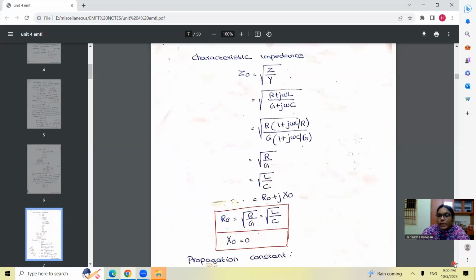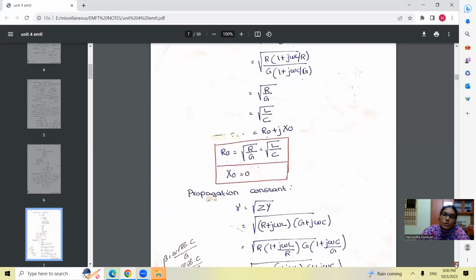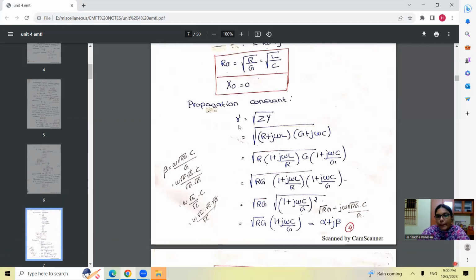Now we'll see the propagation constant. So propagation constant is denoted by the symbol gamma. We know the formula gamma is equal to square root of Z into Y. So just substituting the series impedance R plus J omega L and the shunt admittance G plus J omega C. And therefore, just for convenience, we take R outside and here G outside. So it will become like this.